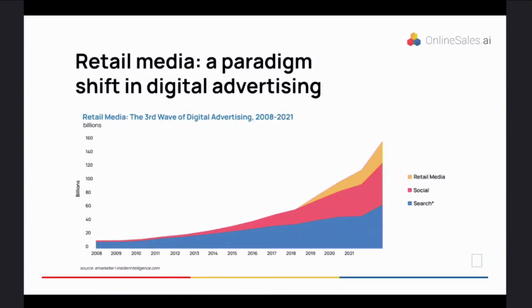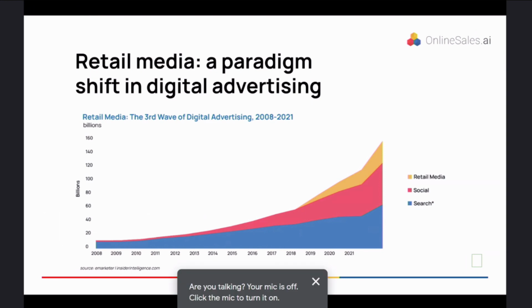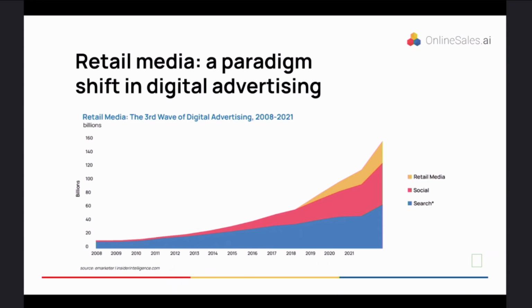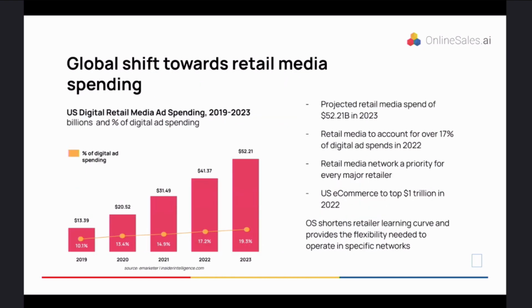We are seeing a paradigm shift in digital advertising. The early 2000s were the rise of search, which is the blue wave you can see. Then from 2010 onwards, search of course continues to grow, and social, the wave started somewhere around 2010. What we have seen in the last couple of years is the emergence of retail media, that yellow bar which you see. The 2020s would be the wave where we see a lot of scale happening in retail media. There has been a pretty much global shift towards retail media spending. These are some of the numbers.